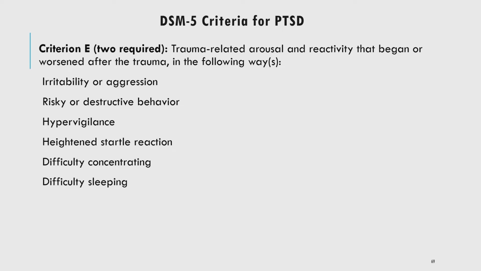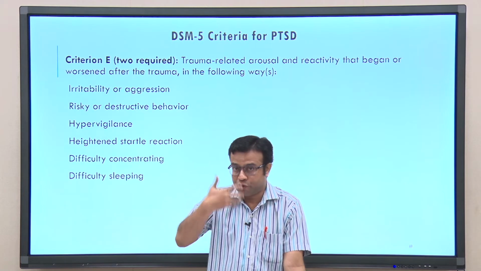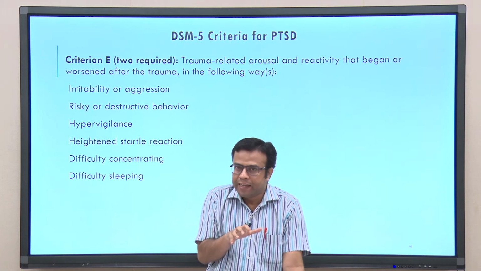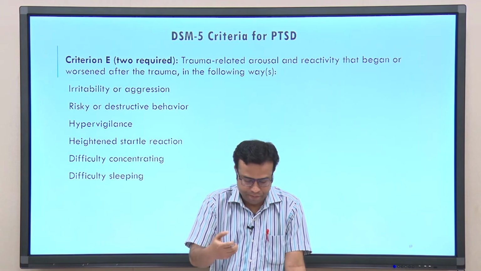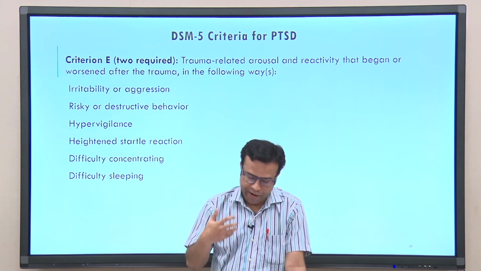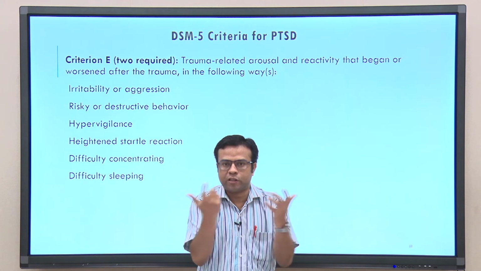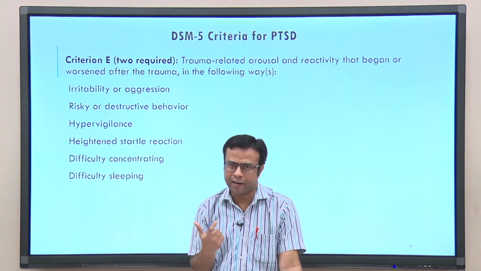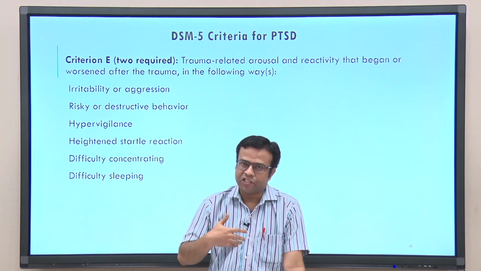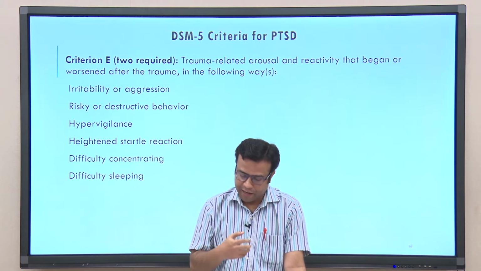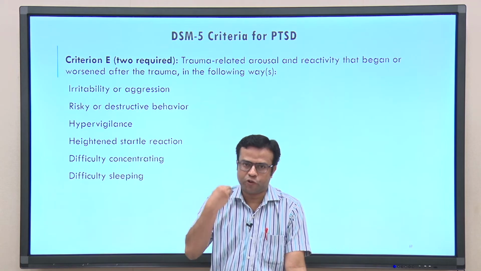Criterion E says trauma related arousal or reactivity that began or worsened after the trauma. So, hyperarousal, physiological reactivity increases, you become highly aroused in terms of physiological reactivity. So, you become highly irritated or become aggressive. One may tend to do more risky and destructive behavior. There is hypervigilance, small things can disturb you, small sounds from the environment can disturb you. There can be heightened startle reactions, difficulty in concentration, because of physiological reactivity.